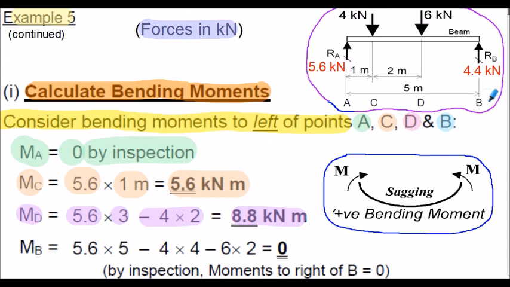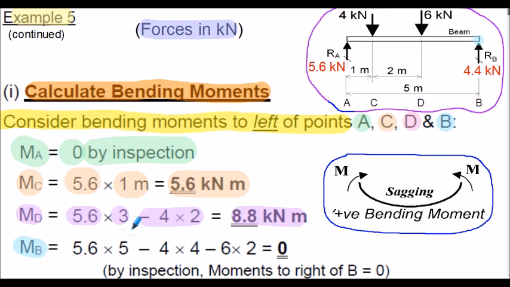And finally, if we consider now point B on our beam, that's the right hand end. If we look to the right of point B, there are no forces applied to the right of point B, so by definition no moments applied. So the bending moment at B must be 0. Just to show that, if we consider bending moments to the left of point B, we will also get 0.